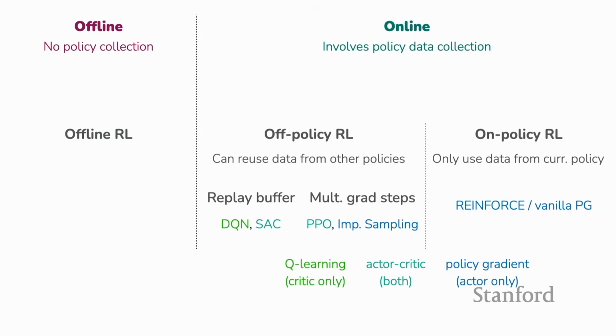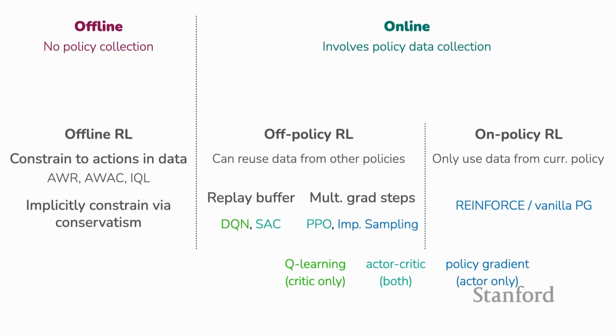And then separate from these classes of online methods, we also have offline RL methods that we started talking about, and these built upon a lot of the ideas we saw in online RL, but have to cope with the fact that you're not collecting any data at all. And we looked at two different approaches there. One is to constrain to only considering actions in the data. And this included algorithms like AWR, AWAC, and IQL, and also an algorithm like CQL that implicitly is constraining you to actions in the data, but not so explicitly, and this is through conservatism.